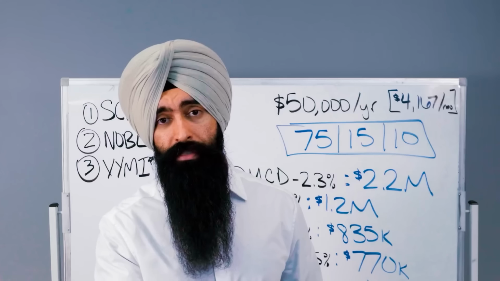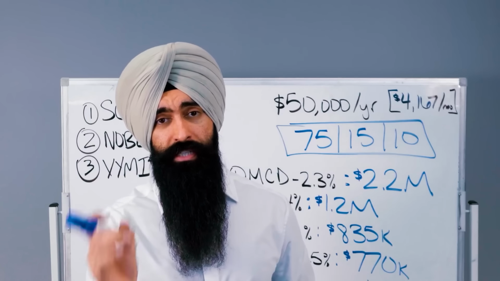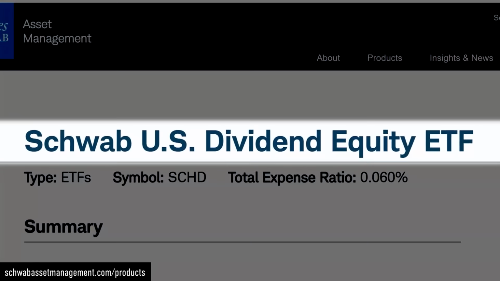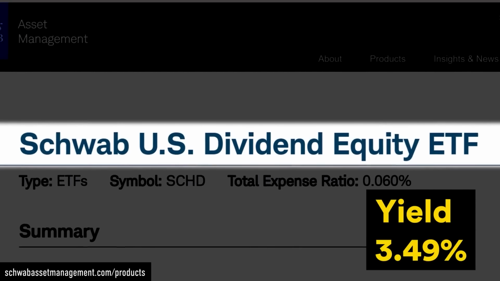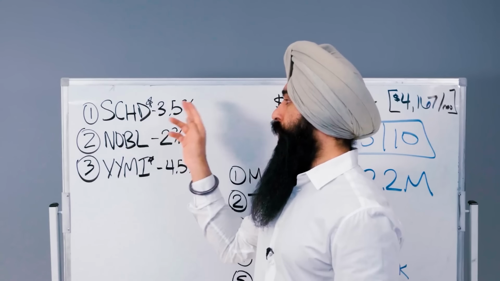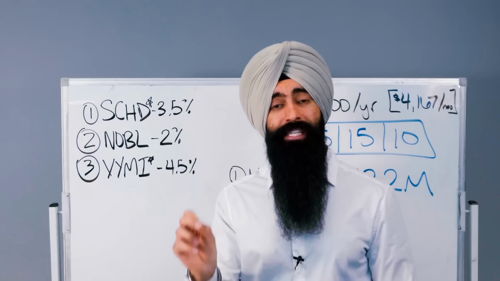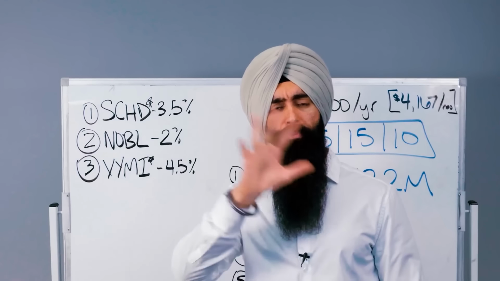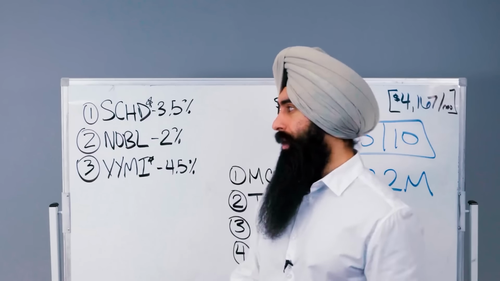I'm gonna go over a few examples. Again, I'm not telling you what to invest in. These are just examples. One example is SCHD, which is currently paying out a yield of 3.5%. As a disclaimer, I'm personally invested in SCHD, and this is a fund created by Charles Schwab that invests in high dividend paying companies inside of the United States. So it has a broad basket of dividend companies in the US.